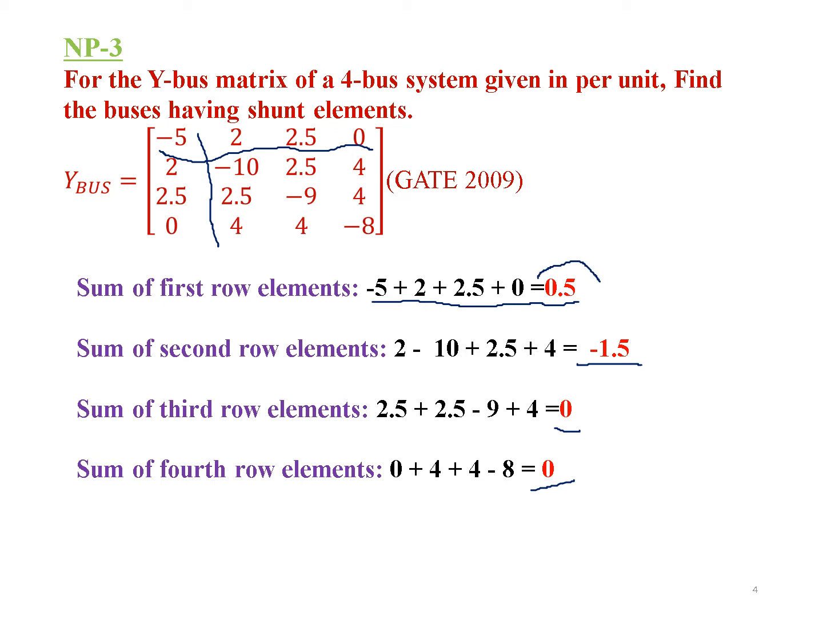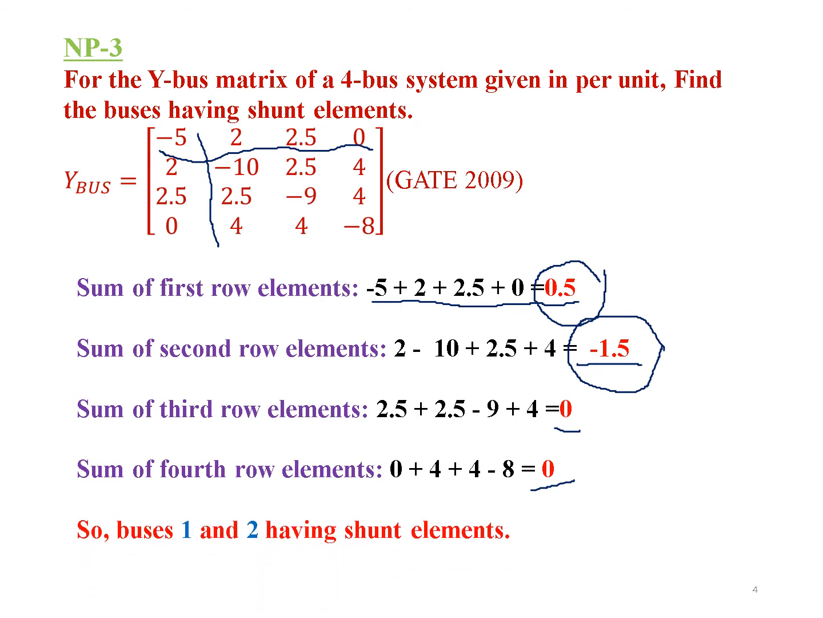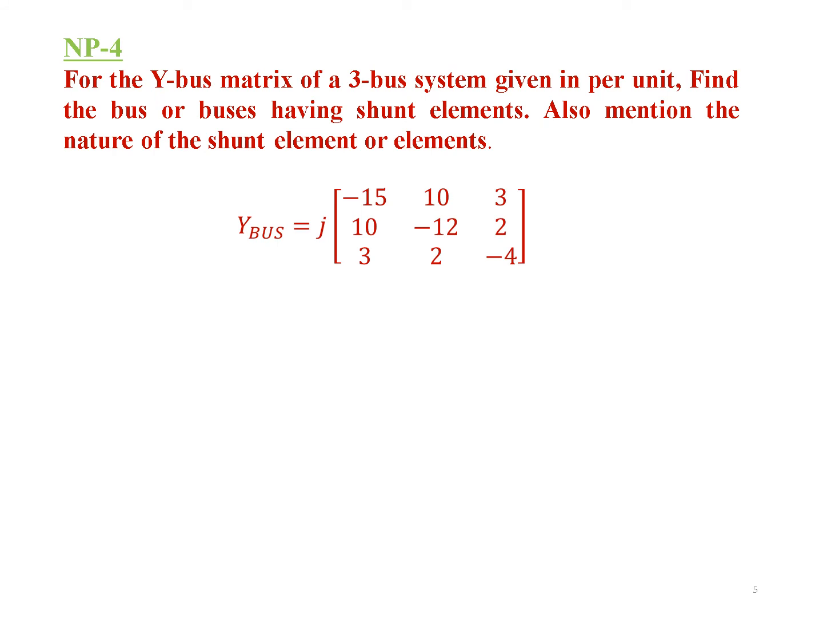So here a non-zero value is present in the first row and a non-zero value is present in the second row. So for this problem, the solution is that buses 1 and 2 have shunt elements. Okay. And another type of problem that frequently comes up is like the previous problem. For the Y-bus matrix of a 3-bus system given in per unit, find the bus or buses having shunt element.